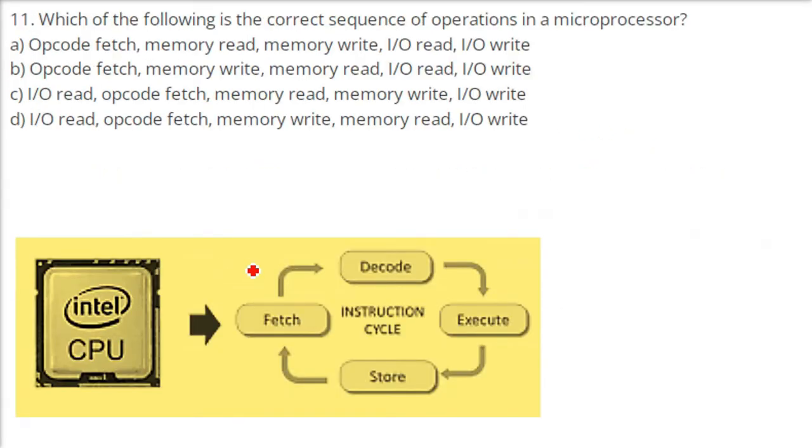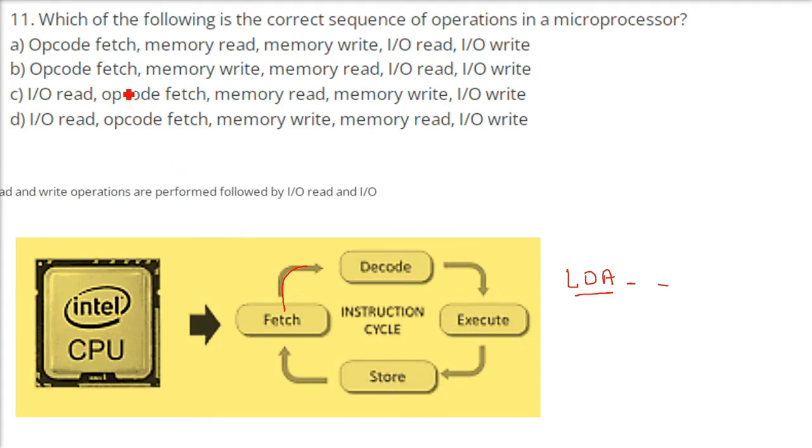Which of the following is the correct sequence of operations in a microprocessor? Whenever an instruction consists of, for example, LDA, a certain operation, there will be certain fetching and there will be some storage, reading and writing. So what is the process? It means the correct sequence. So fetch will be done, decoding will be done, then the execution and the storage. This is the whole instruction cycle which is followed for any kind of instruction.